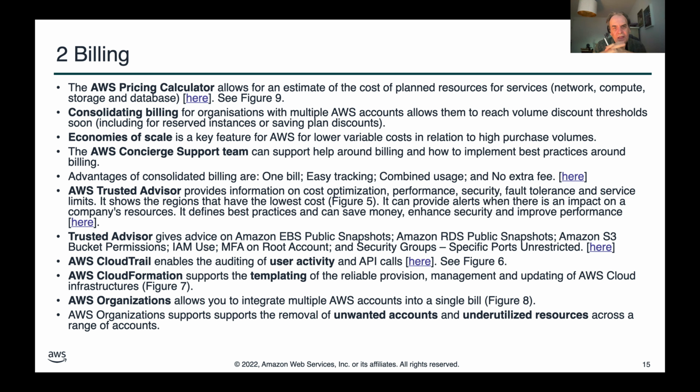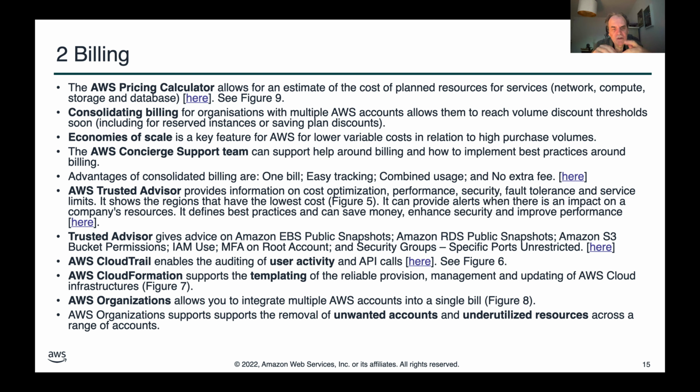Consolidated billing allows us to bring together many accounts into one, and then we can benefit from volume discount thresholds. We can also have economies of scale as we scale up, where the more that we consume, the lower the variable costs will actually be. The AWS Concierge team will provide support for billing and best practices too. For consolidated billing, we have one bill, easy tracking, combined usage, and there's no extra fee for this too.